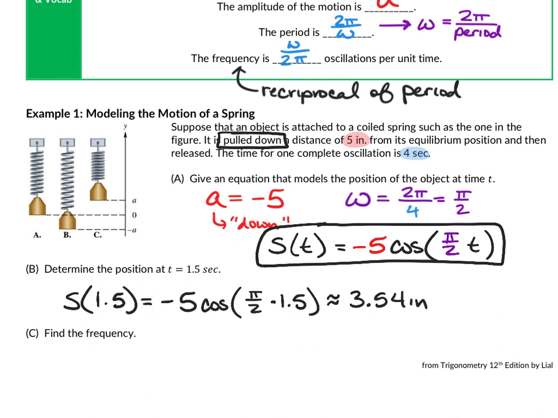So now my question for you is, at the time 1.5, is this spring above the equilibrium point or below the equilibrium point? What makes you say below? That's a great idea. Our equilibrium point is at 0 though. So since we have a positive output, this is actually going to be above the equilibrium point. There will be times your function will give you negative distances, which just means that's below the equilibrium point.